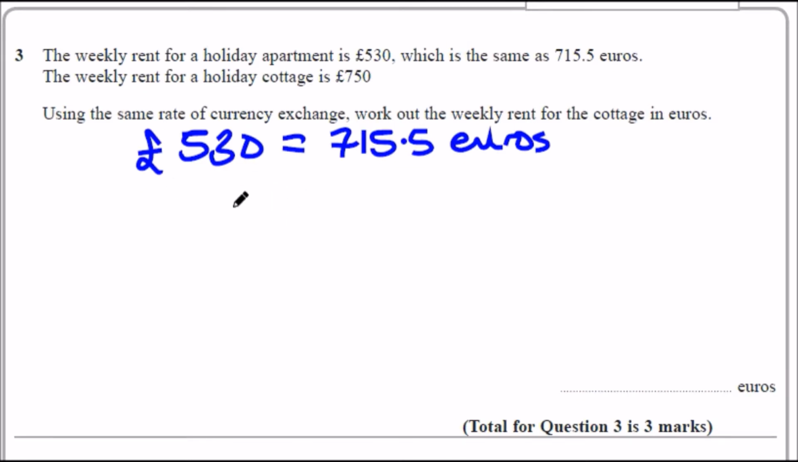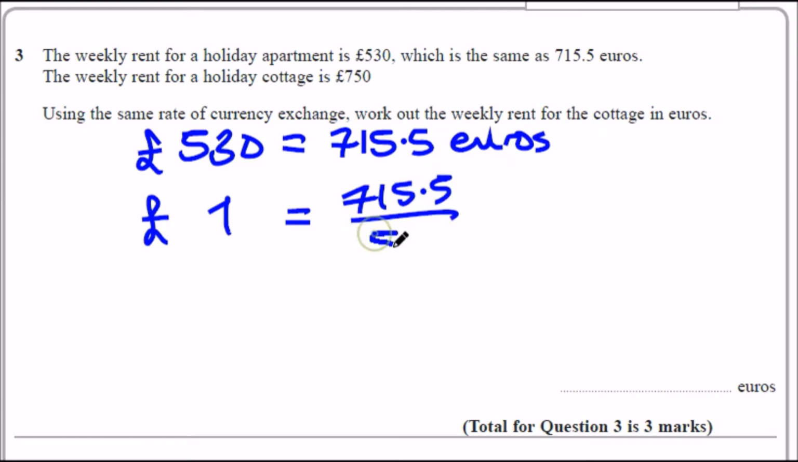Well, first things first, what I would always do before I get to the 750, I would work out what every pound is worth. To do that, we just divide it by 530. So literally, you need to divide both sides by 530 to find the euro equivalent. And then to work out what £750 is, you just multiply this value by 750. So doing that fraction and then timesing it by 750, you should get 1,000.